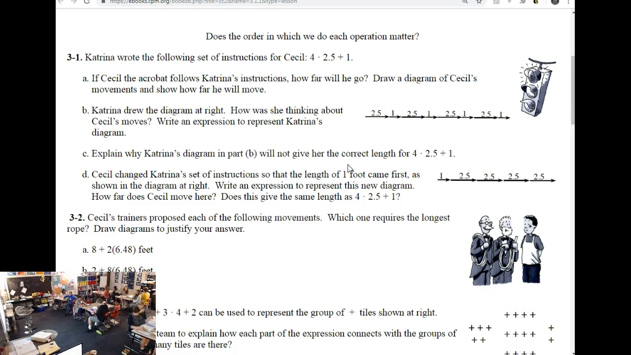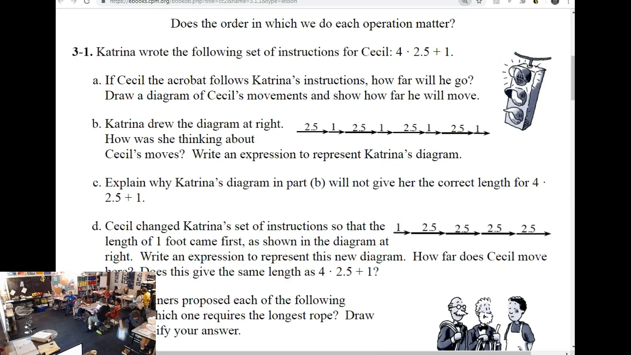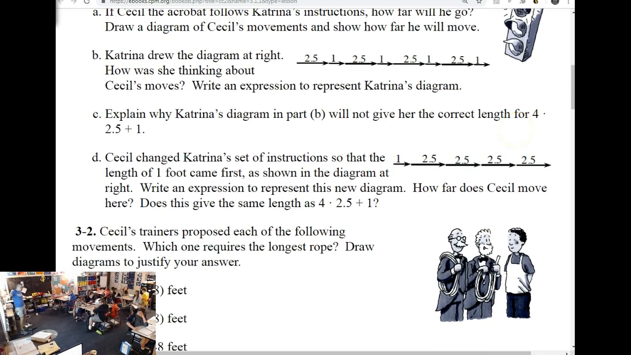What 3-1 was pushing you to think about is that the order in which we talk about something happening and how you emphasize your words completely changes the situation. So 4 times 2.5, pause, plus 1 is different than 4 times 2 plus 5 and 1. These different students compared those situations. The first one did the 2.5 and the 1 four times, both moves. The second one just did a 1 and then 4 of the 2.5s.